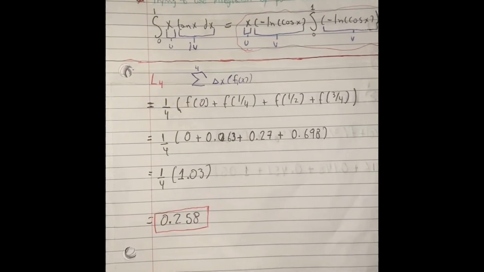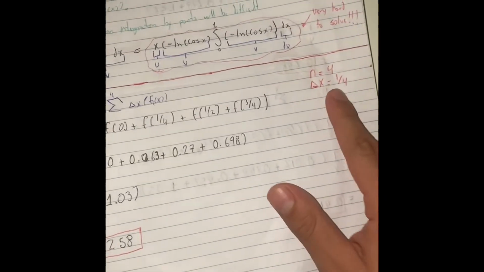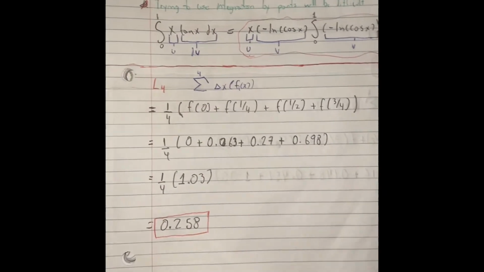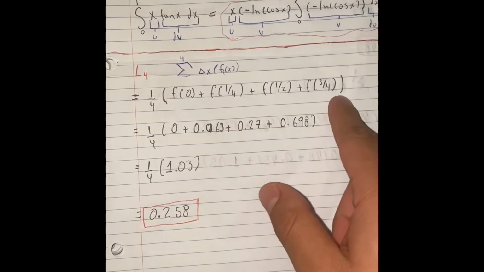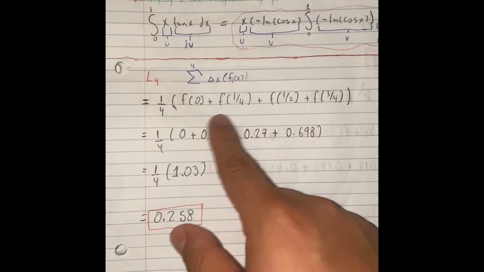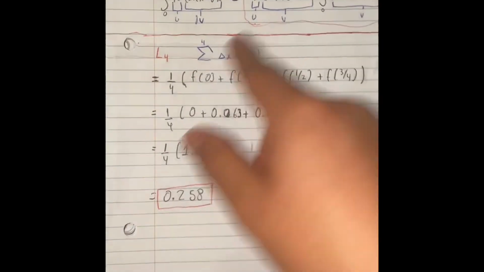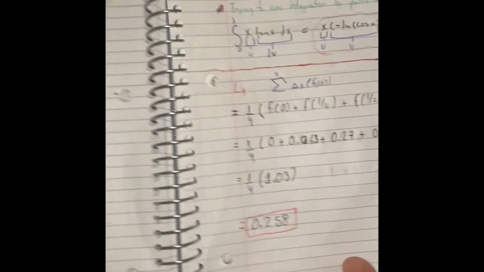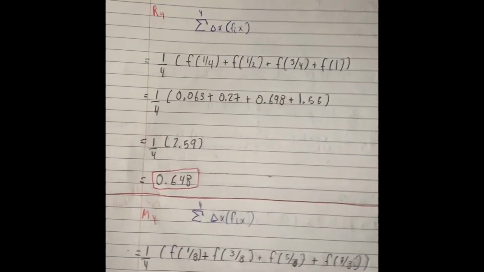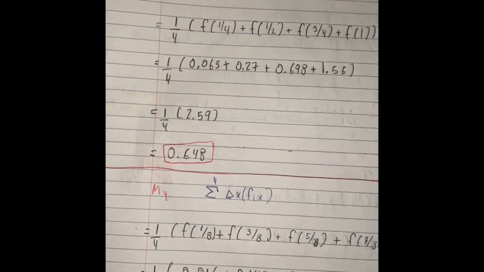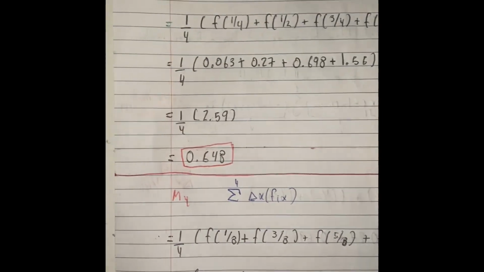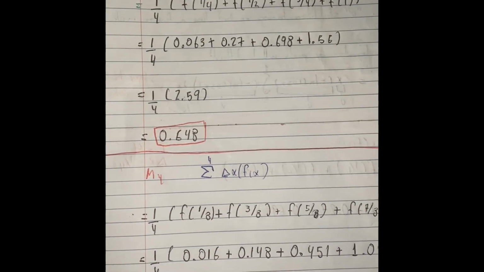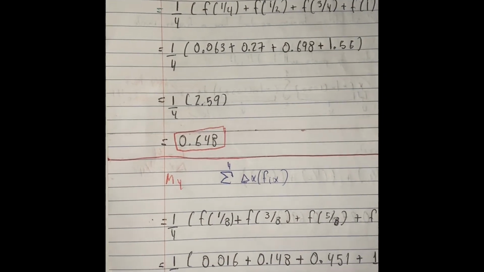And we are just going to multiply delta x by the heights of all these four rectangles. So when we do all this, our answer is 0.258. If we repeat the procedure with the right sum, we're going to use different heights, but it's the same procedure, and this time we get 0.648.